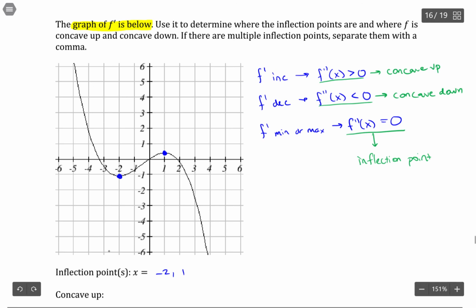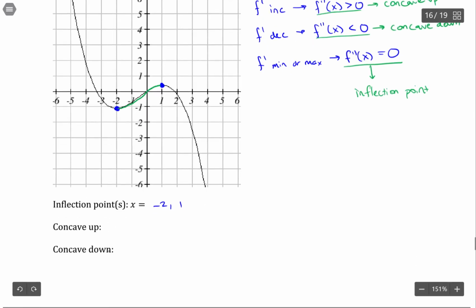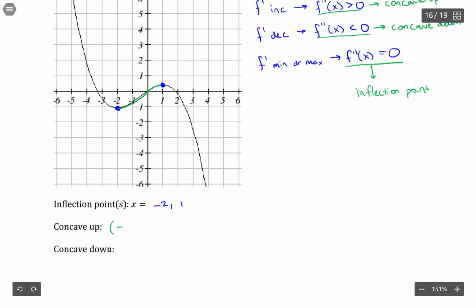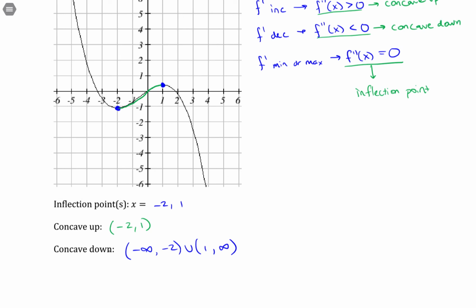All right, so the first derivative is increasing on this interval here. So that means we are concave up on the interval from -2 to +1. And then we are decreasing on the rest of the intervals. So from -infinity to -2, and then from 1 to +infinity. Because that's where the first derivative is decreasing, so that tells me where my second derivative is less than 0, or concave down.